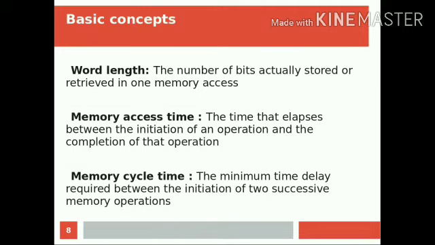Memory cycle time is the minimum time delay required between the initiation of two successive memory operations. For example, the time between one read operation and the next write operation, or between one read operation and the next read operation. Normally this time will be slightly longer than the memory access time.